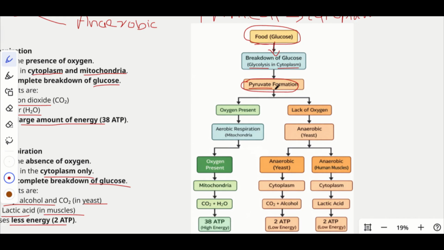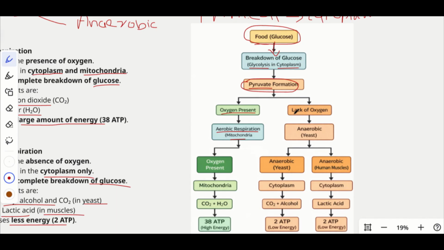These are the common steps for both aerobic and anaerobic respiration until the pyruvate formation. Then, if oxygen is present, in animals we are taking in oxygen, right? If the oxygen is present, we will have aerobic respiration with the help of mitochondria.